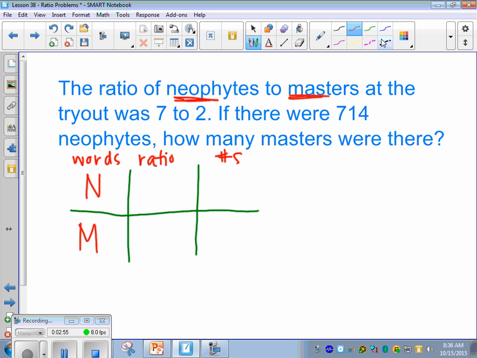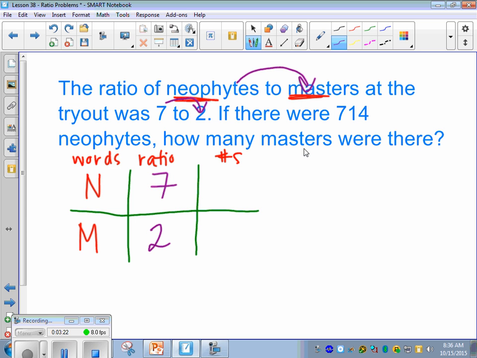The next thing that's really important to remember when we're doing these problems is it says neophytes to masters, and then it says 7 to 2. So which number do we think is going to match up with which thing? Yeah, perfect. 7's going to be with neophytes because it's the first thing they say. It's always going to go in the same order. So we're going to put a 7 here and a 2 here. So neophytes to masters and 7 to 2.